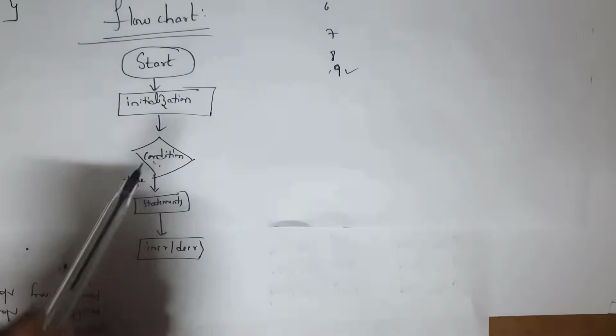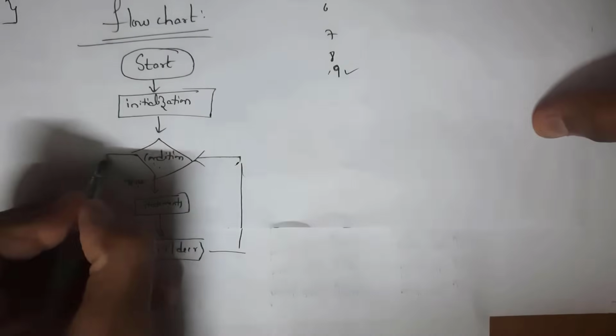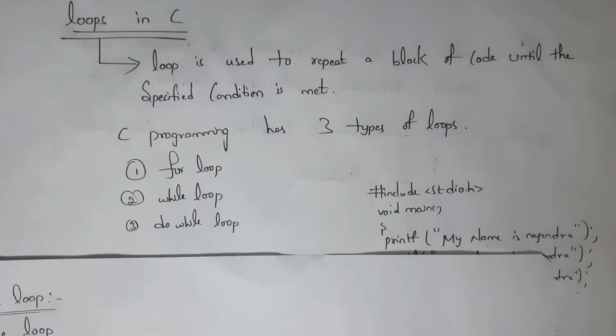Until this condition is true, statements inside this for loop will be printed. And whenever it prints a statement, it will increment the value. And after incrementing the value, again it will check the condition. And at last, if the condition is false, then we can stop the for loop. So at last write here stop. This is the flowchart for the for loop. Next I will explain the while loop.